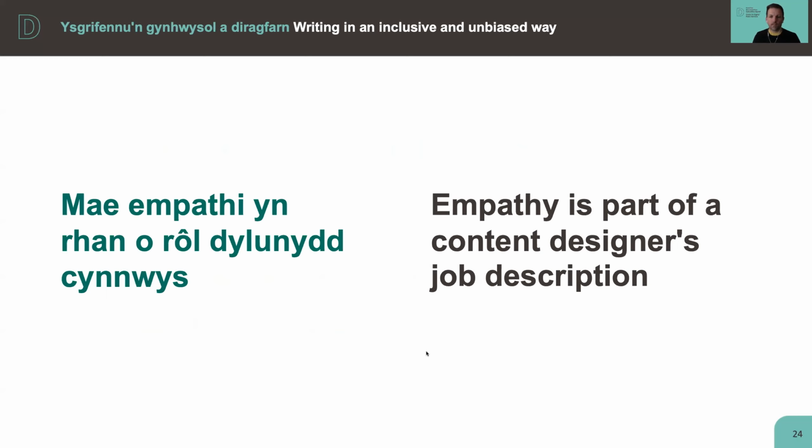Write for people's contexts. Okay, so when we write about a person or about people, find out as much as we can about their context so that we can fully understand and reflect their lived experience. A person's context may be related to their race, gender, or life experience. It can also be someone dealing with grief, mental health issues, or money worries. Our content affects people, and empathy is part of a content designer's job description.